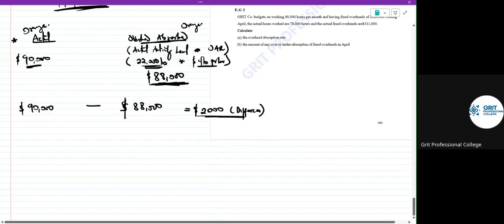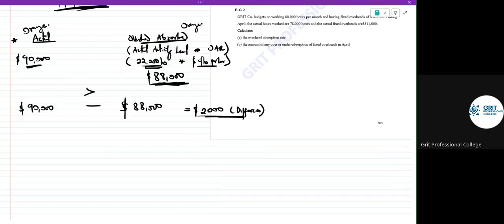It is going to be an under absorption. So this is just the rule. It is an under absorption if the actual overhead is greater than what we call the overhead absorbed. Then it becomes what? An under absorption. But if the actual overheads are less than the overhead absorbed, then it becomes what? An over absorption of overheads, which is good for us.